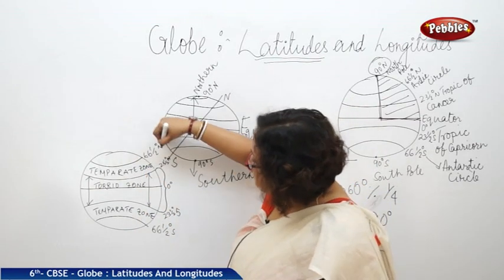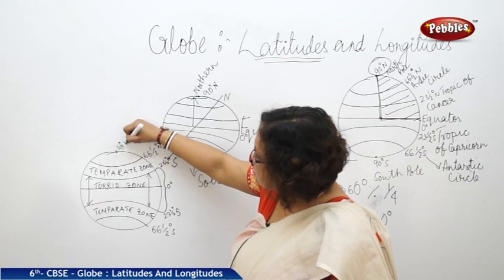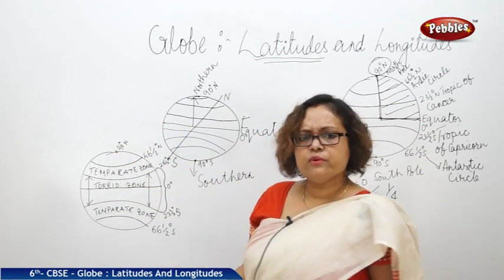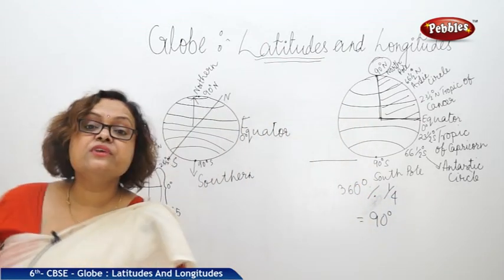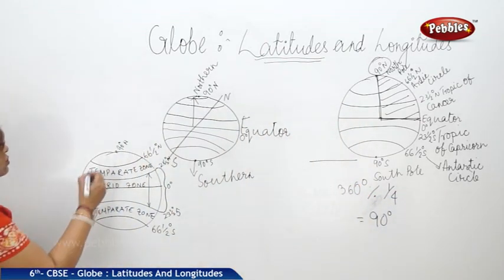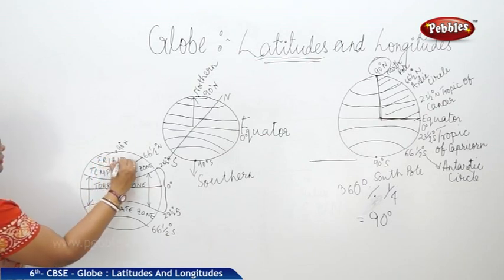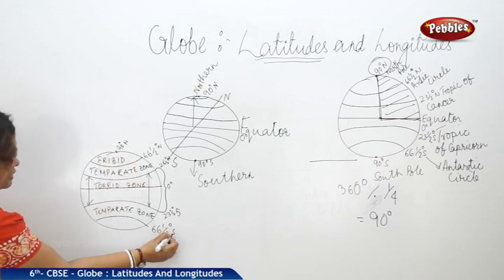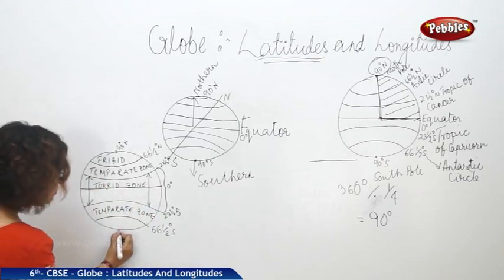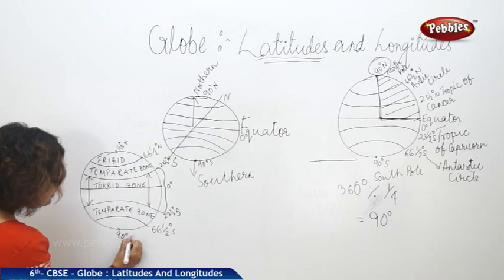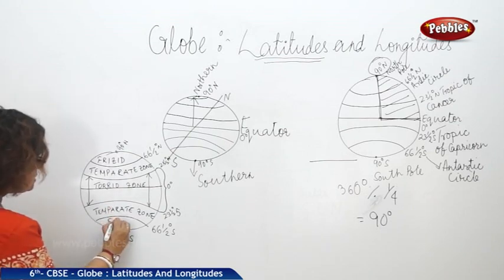Now, from 66.5 degree north to 90 degree north, that is the polar region. How will it be? It is very cold. So we call it frigid zone. The name of this zone is frigid zone. Here also, 66.5 degree south to 90 degree south is known as frigid zone.